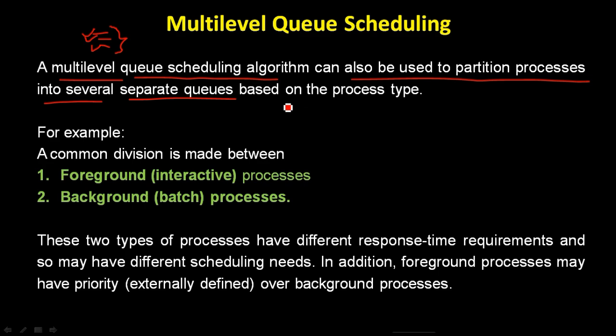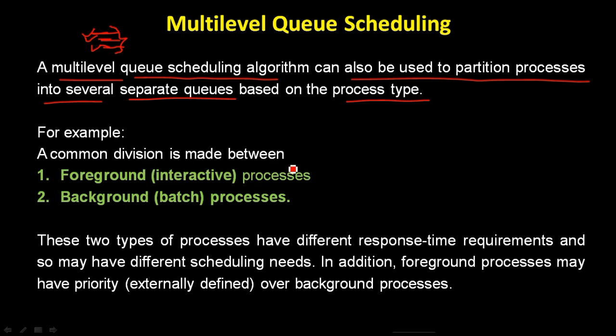These partitions are separated based on the process type. So based on what kind of process we have, we put that process into different levels of queue. So let us have an example.